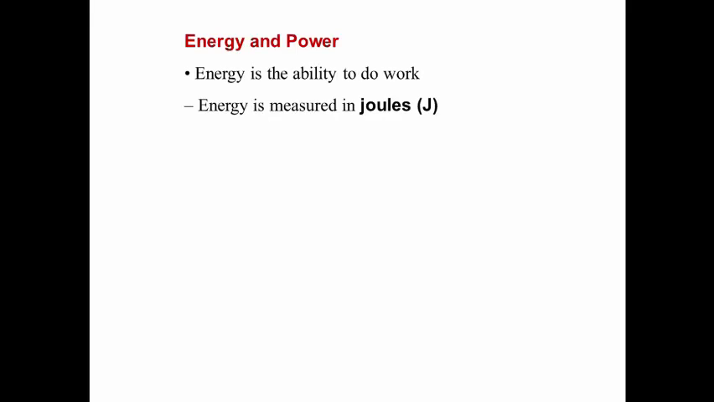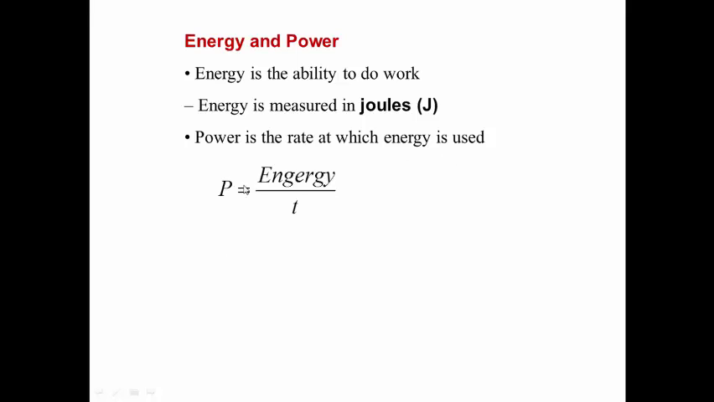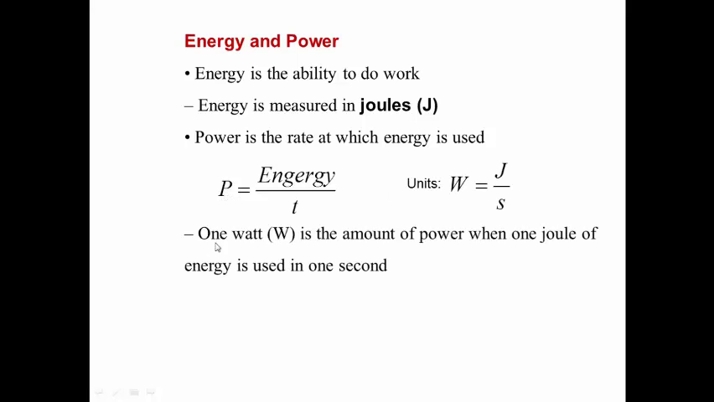Okay, so energy and power. So what is energy? Energy basically is the ability to do work. The unit is joules. In short, we just use J to represent it. Power is the rate at which energy is used. So power is energy over time. Energy is in joules, and time is in seconds. The power unit is watts. So 1 watt means the amount of power when 1 joule of energy is used in 1 second.